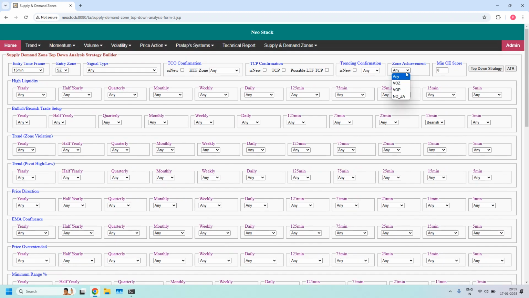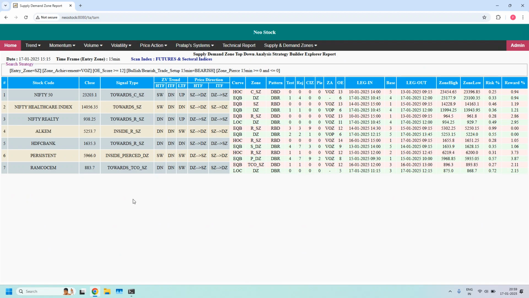Zone achievement should be violated opposing zone. Minimum odd enhancer score should be 12. And all 3 filters are applied to 15 minute supply zone. Now we got 7 stocks. And currently these 7 stocks are supporting bearish trade setup for daily income trade. The entry time frame zones are 15 minute supply zones.